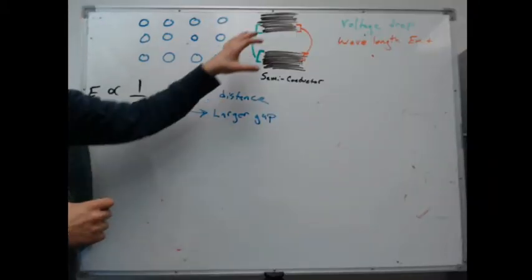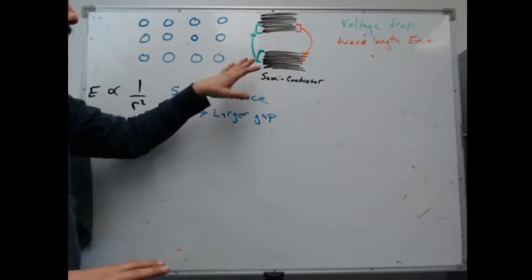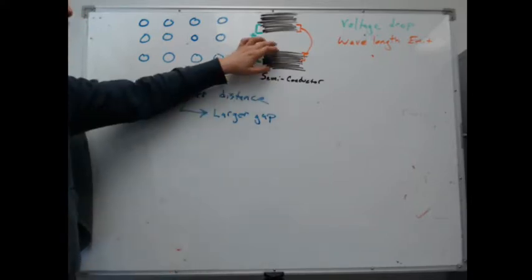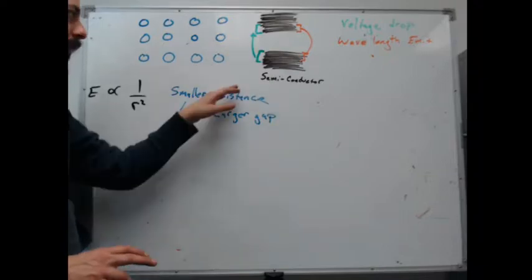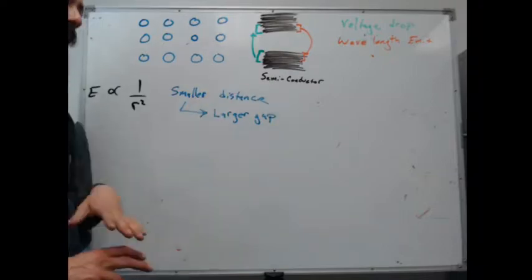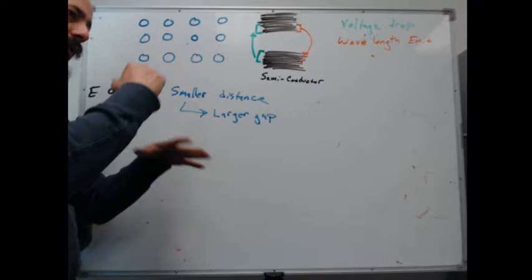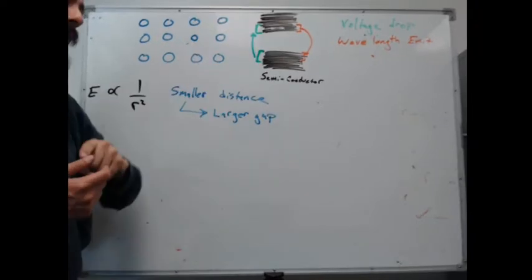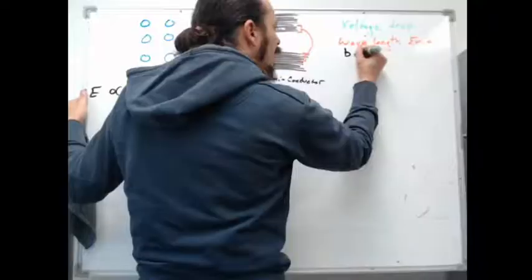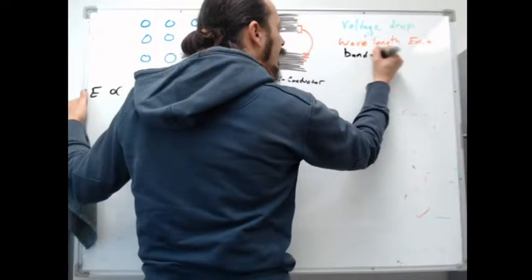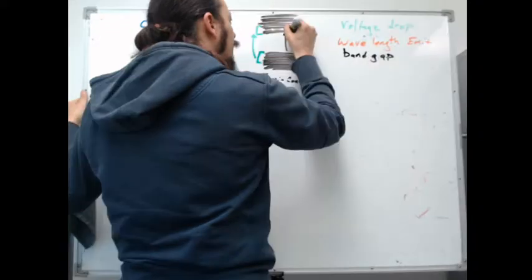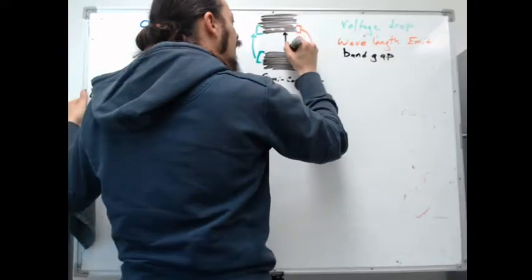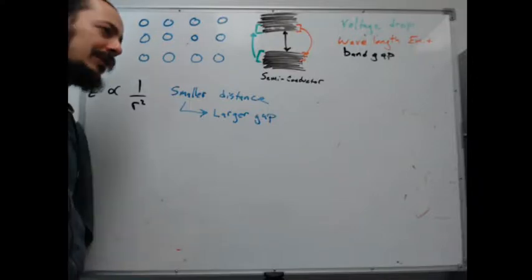So this tells us, and there's no guarantee that we're going to be dropping from the same energy levels and exciting to the same energy levels, but it is going to be the same general range. So we should see some correlation between the voltage drop and the wavelength emitted. And that should also relate to the band gap. Right? All of those things should be related to each other.